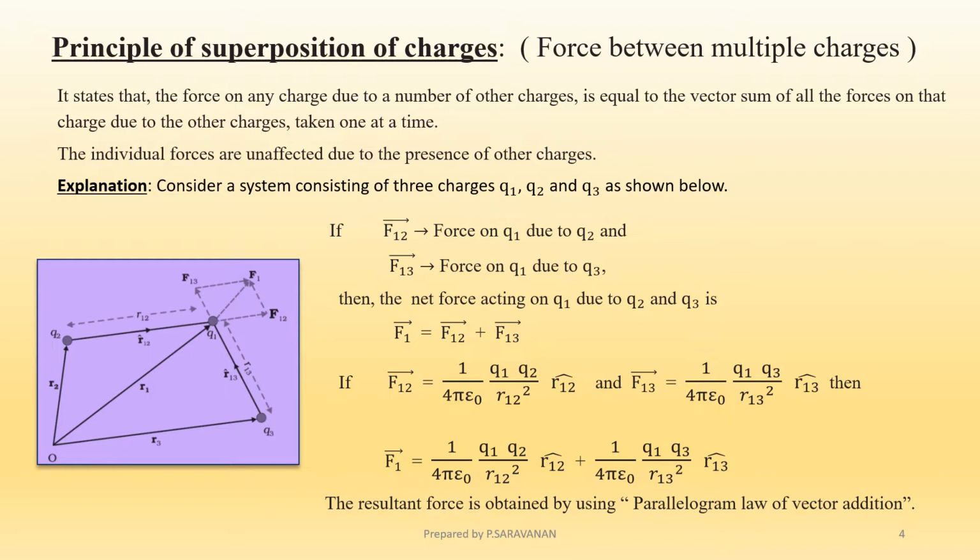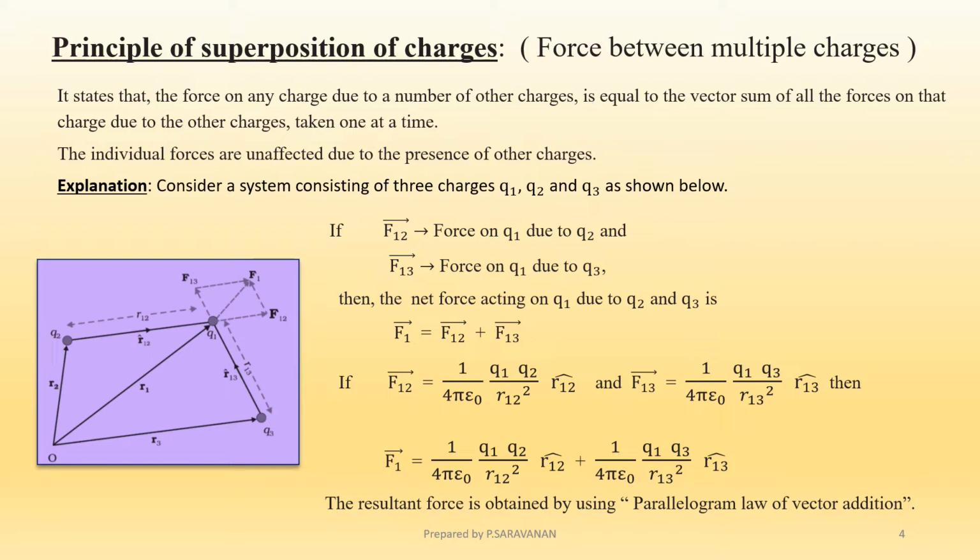The distance between Q1 and Q2 is taken as R12 and the distance between Q1 and Q3 is taken as R13. Naturally, you imagine a stone is being pulled by two persons in two different directions. So how many forces will be acting on the stone? Yes, two forces will be acting on the stone. In a similar way, in this picture, there are two forces acting on the given charge Q1. One is due to the charge Q2 and the other one is due to the charge Q3.